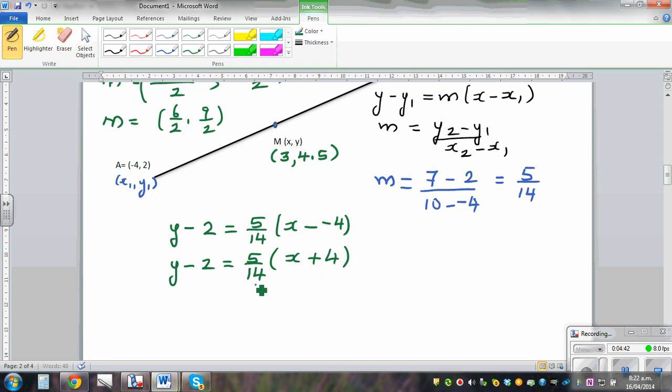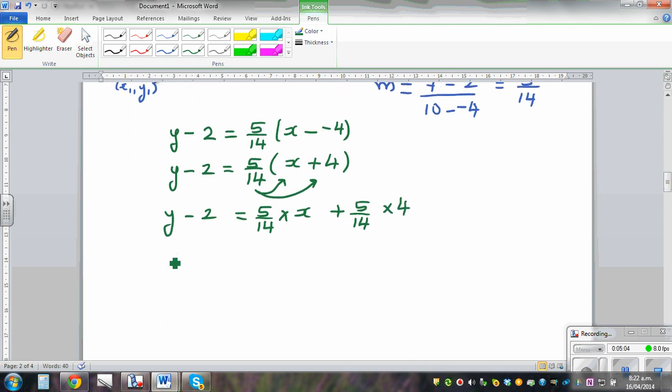Now you'd expand this with this and this with this. So it's y, take away 2, is equal to 5 over 14 times x plus 5 over 14 times 4. So y minus 2 is equal to, this is over 1, this is over 1, so 5 times x is 5x over 14, and 5 times 4 is 20, 20 over 14. The next step is you add 2 to both sides, plus 2 plus 2, so this and this get cancelled.